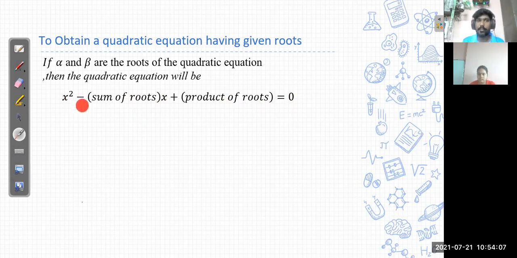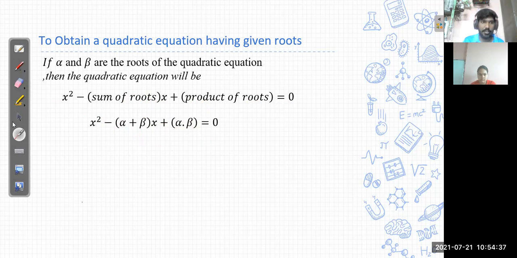x square minus sum of roots into x plus product of roots equal to 0. The sum of roots is alpha plus beta, and the product is alpha into beta. So this becomes x square minus (alpha plus beta) into x plus alpha into beta equal to 0. Now be careful with the signs. Here it is minus and here it is plus.